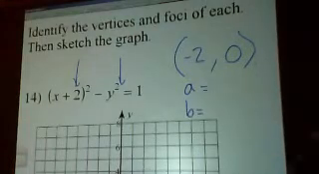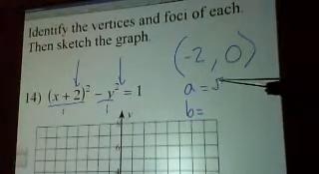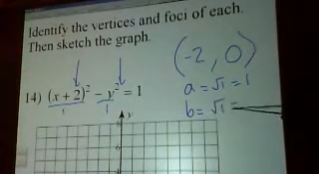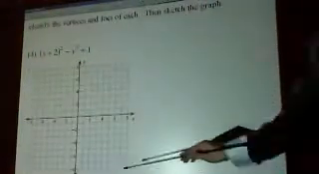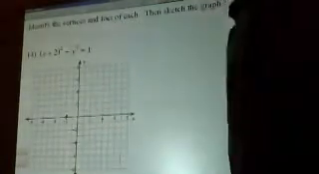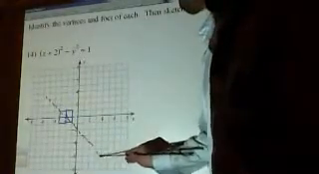We're going to get A and B in the same step also. So in this case, A is 1 and B is 1, right? Because the square root of 1 is 1 and the square root of 1 is 1. So there we go. We know we're going to go up 1 and down 1 and left and right 1 from negative 2, 0. So I'm going to go to negative 2 and 0, and I'm going to go up 1, down 1, left 1, right 1. And I'm going to make a box like this right here. And then I'm going to draw my asymptotes by connecting the corners of that box.